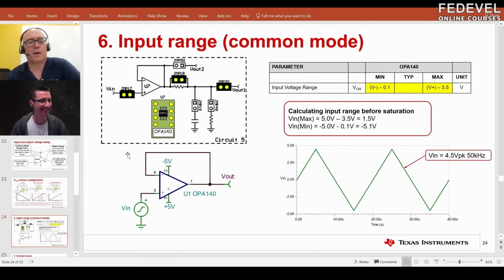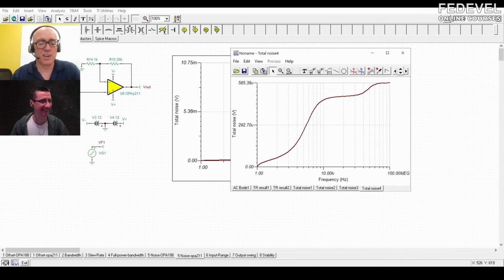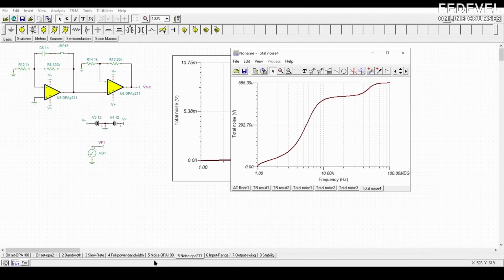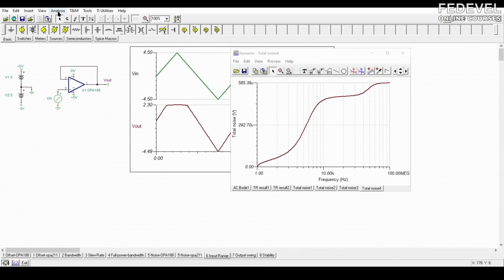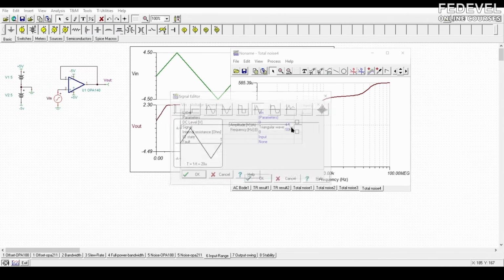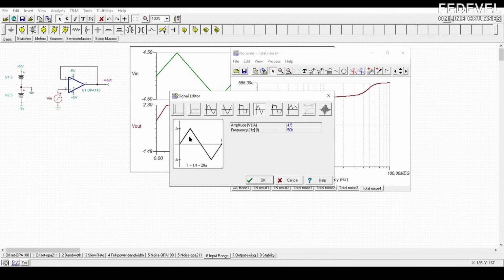So here we go. Here's our circuit. We're going to look at the OPA140. Let's go ahead and look at the simulation first. You have simulation for everything. Yes. If I say, well, let's look at the input signal. The input signal is a triangle wave, and I just use a triangle wave because it's easy to see the common mode limit. Its amplitude is 4.5 volts peak on a 5 volt supply, at 50 kilohertz.